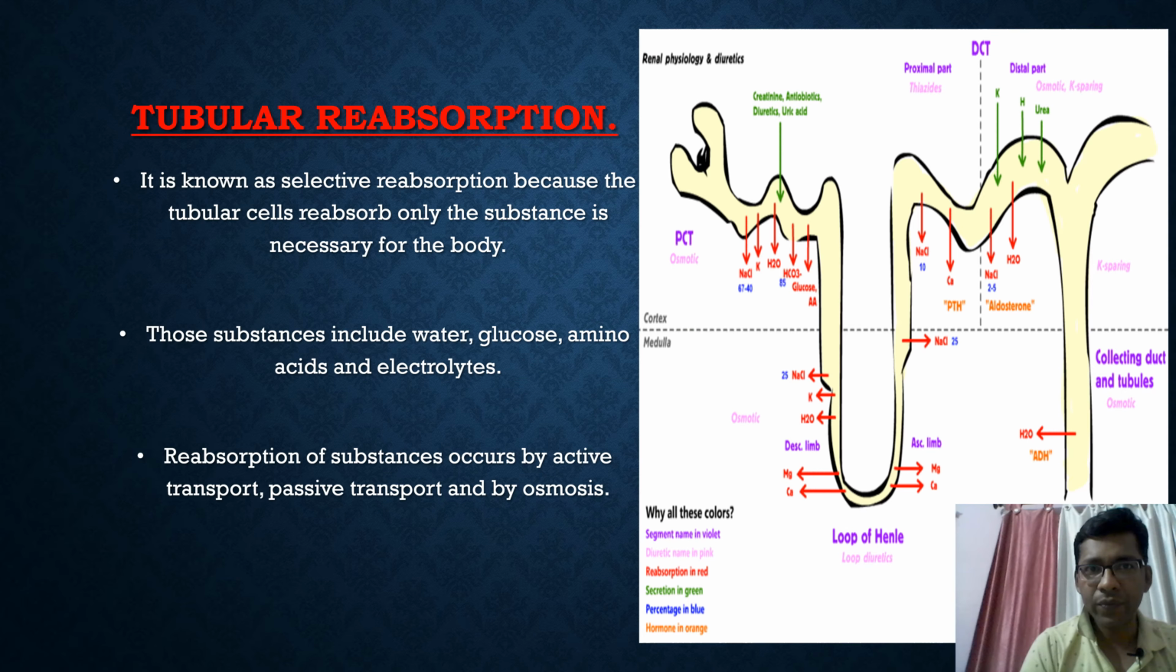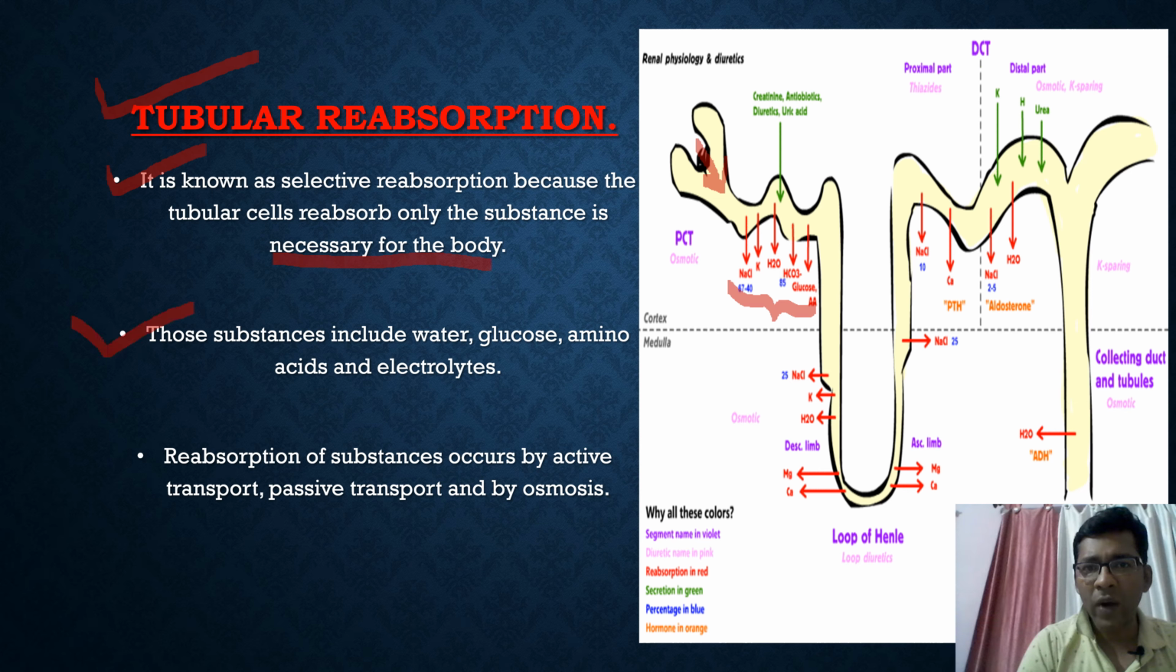Coming to the second part, that is tubular reabsorption. So, the filtrate, the first part of the urine, has been formed from the glomerulus. Now, it has come to the PCT. Some substances, marked in the red part, are getting reabsorbed from the tubule. It is known as selective reabsorption because tubule cells reabsorb only the substances necessary for the body. So not all the substances get reabsorbed.